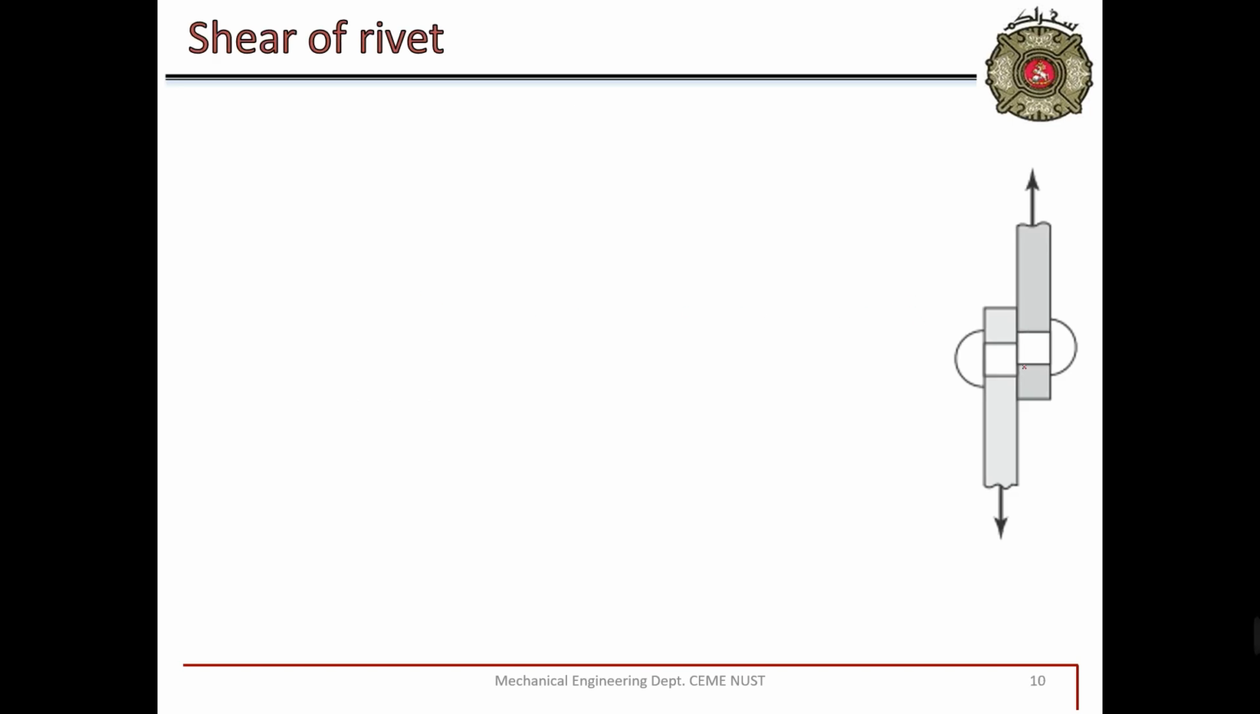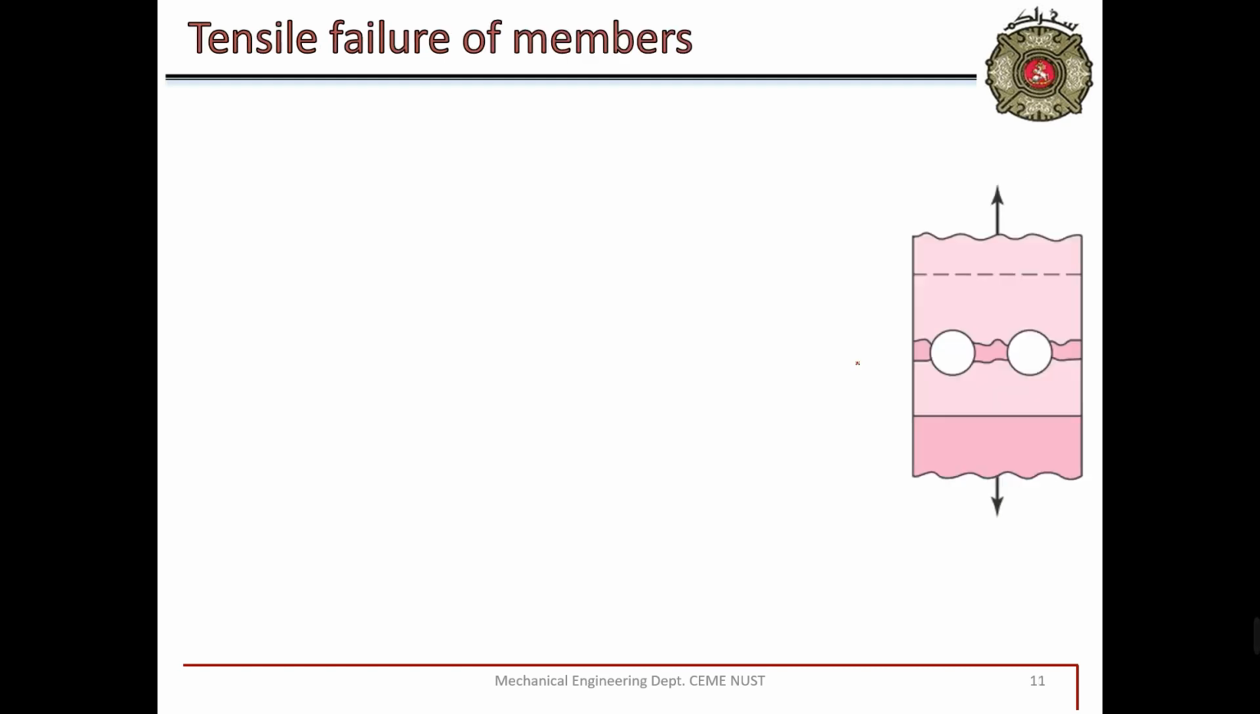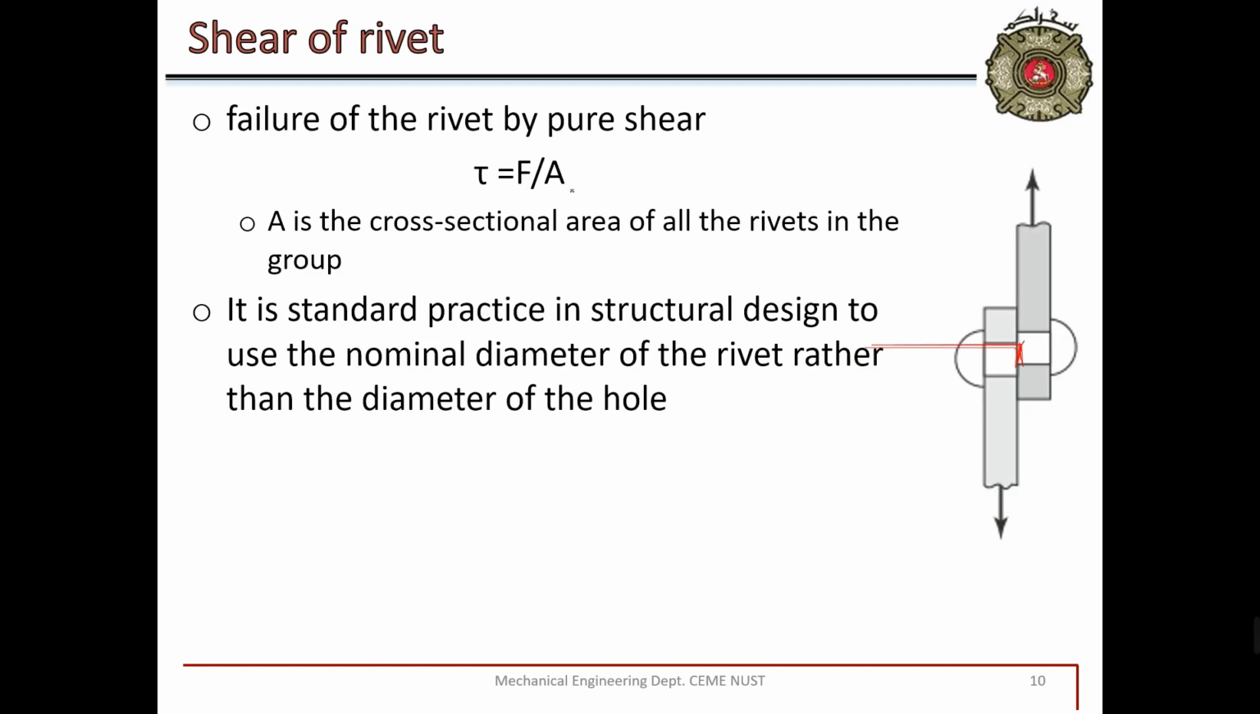Shear in the rivet. There is a possibility that due to this load, the rivet fails in shear, or the bolt fails in shear. For that, we have force divided by area. And what is the area? This is the area, and usually the bolts are round, so this area is calculated by pi by 4 d square, in case of a rivet or bolt.